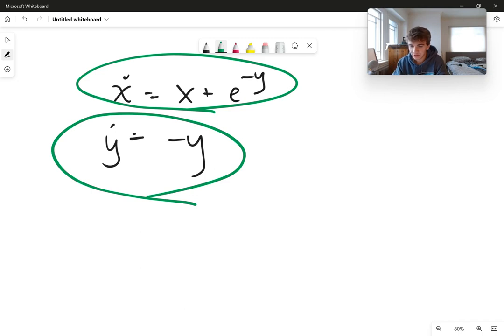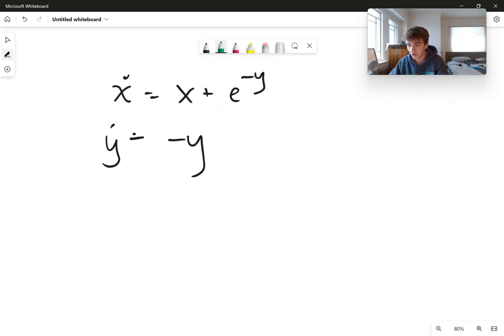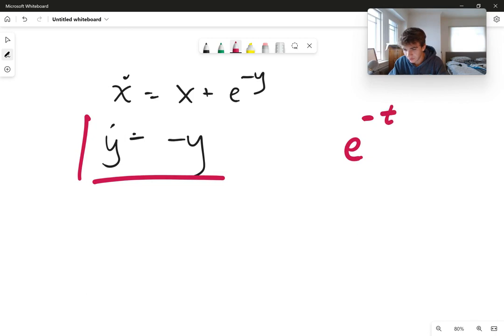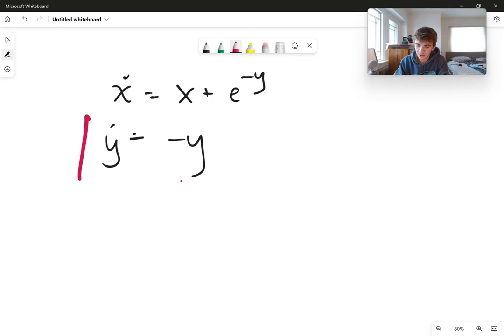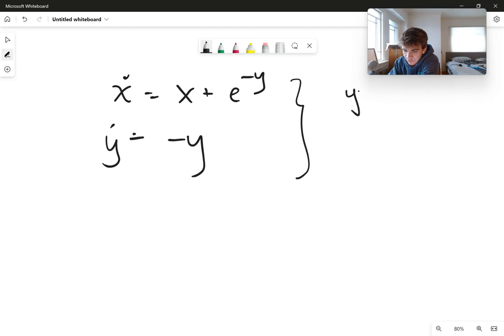Whereas in this case, the x derivative is dependent on y, but the y derivative is just negative y. So we already know the solution to this bottom equation, and that's just going to be the exponential of negative t times some constant. And so we know that the y coordinate should just exponentially decay. But let's use the method that's outlined here. So we're just going to first look for fixed points of this system, okay? I notice that there's only one fixed point, and that's when y is equal to 0. And then plugging y equals 0 into the first equation, we get x is equal to negative 1, okay?